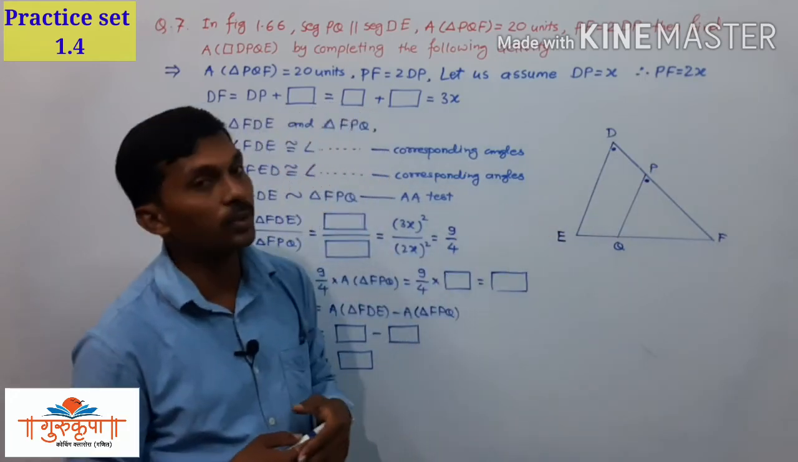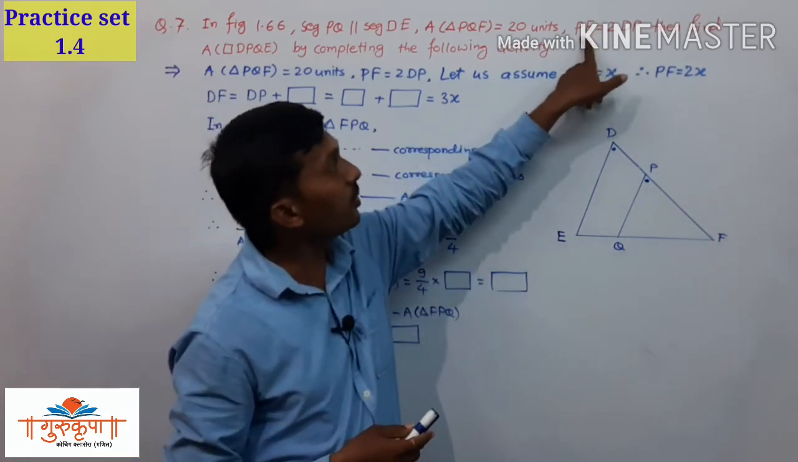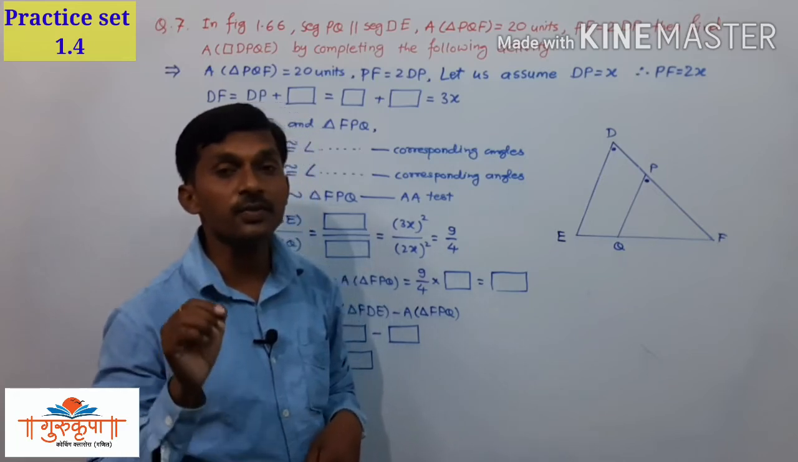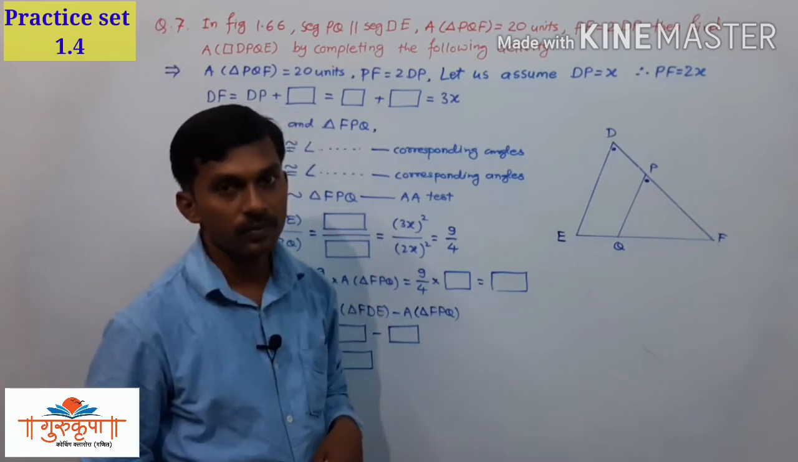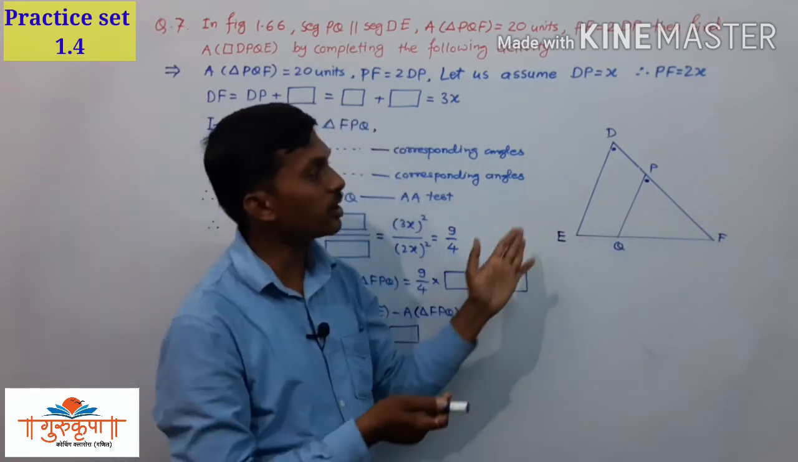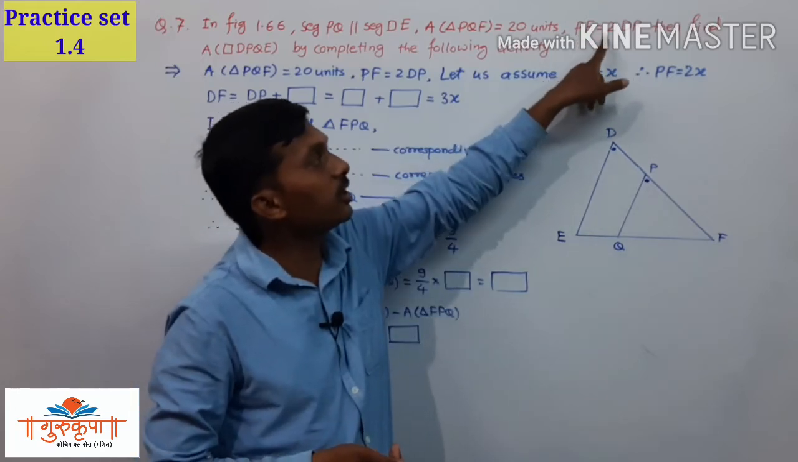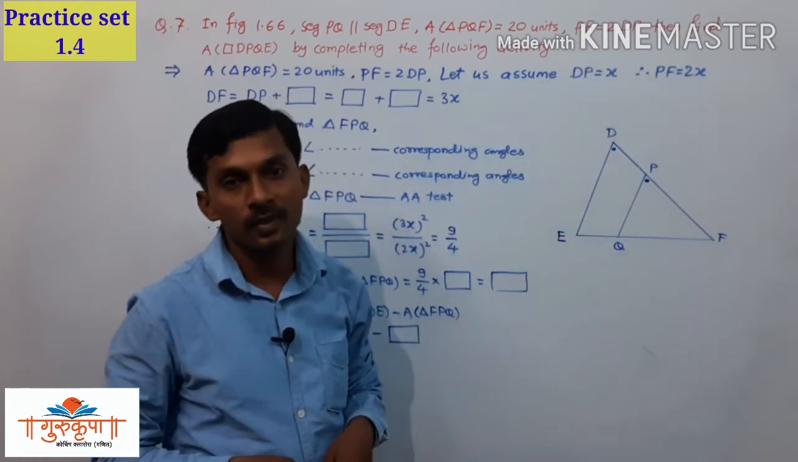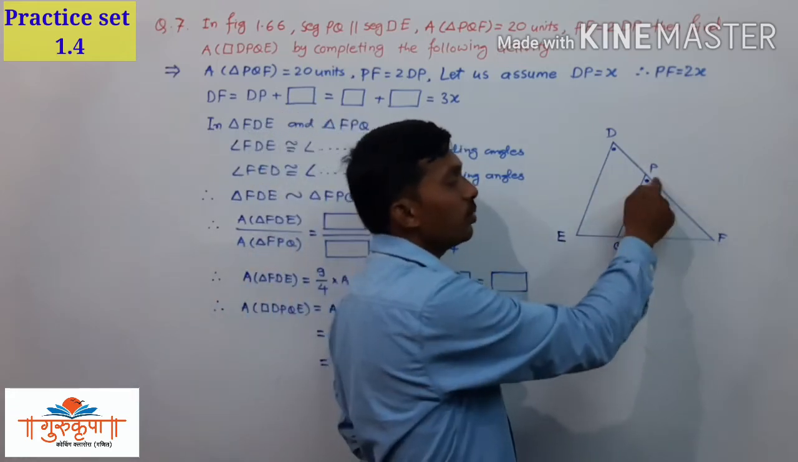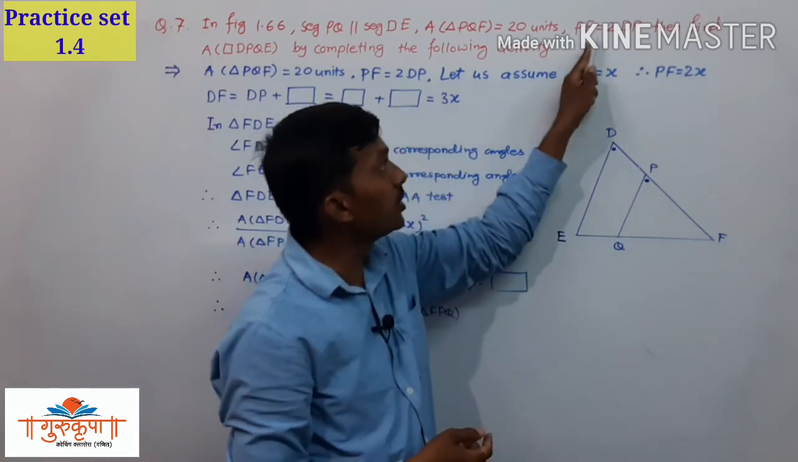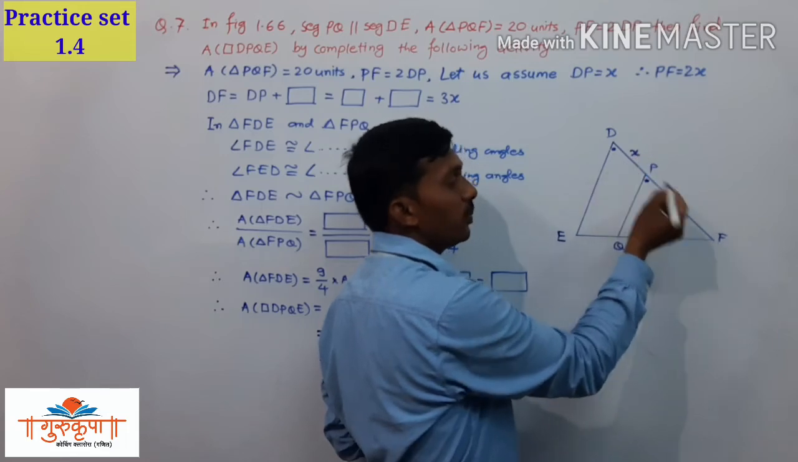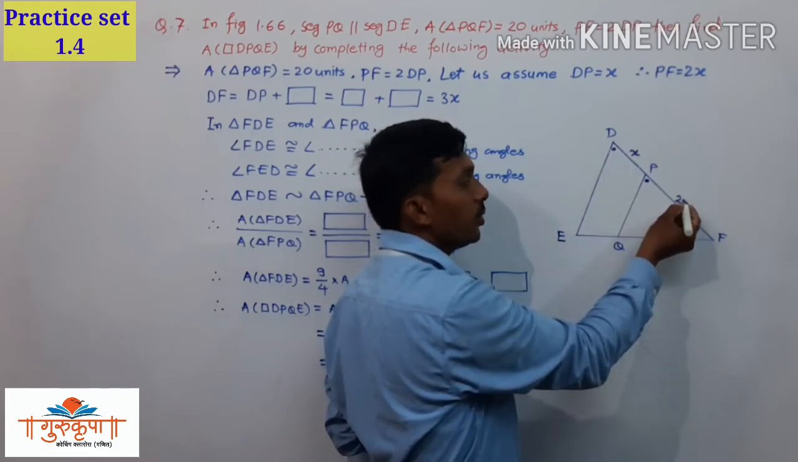Which corresponding sides do we have to use? Since here it is given that PF is equal to 2DP, it is very important which sides we use. We proved that both the triangles are similar, but which corresponding sides do we use? Since the given information is PF is equal to 2DP, we will consider that DP is equal to x, and so PF is equal to 2x. Since PF is double DP, if DP is x, then PF is 2x.